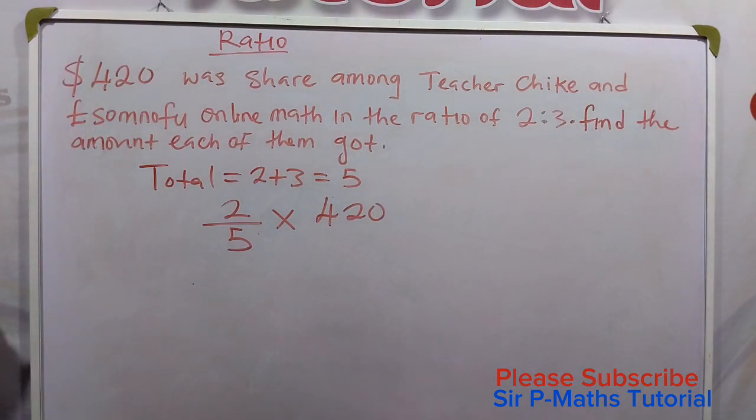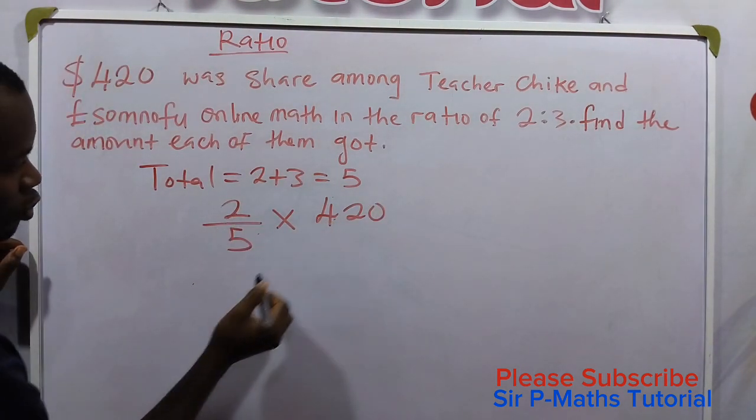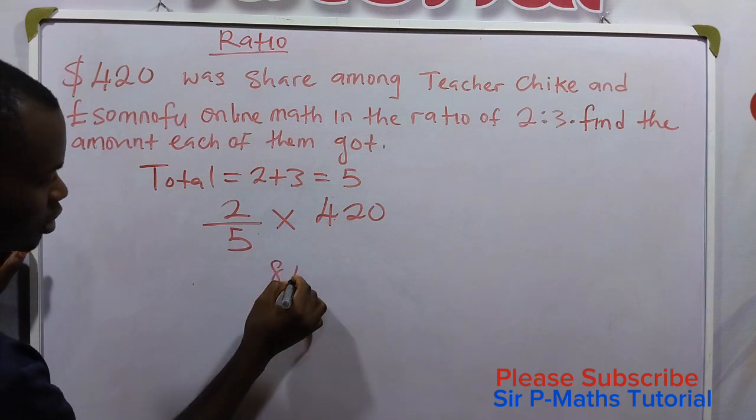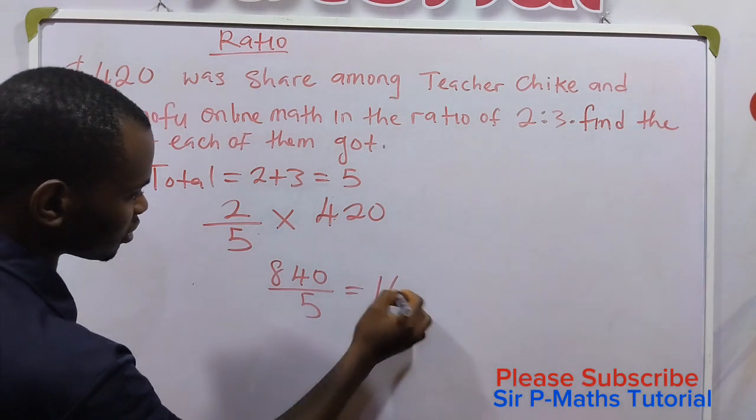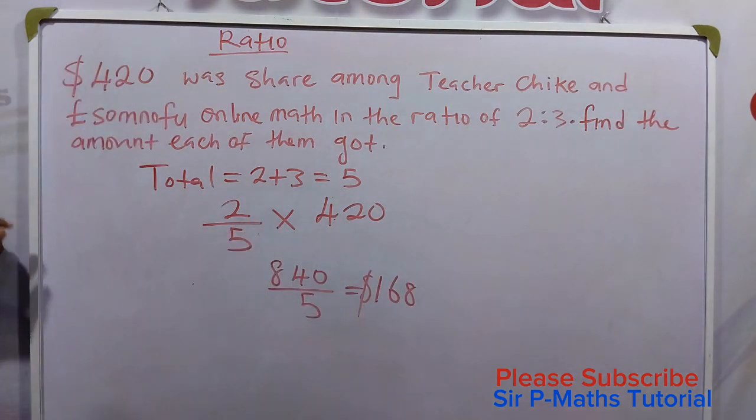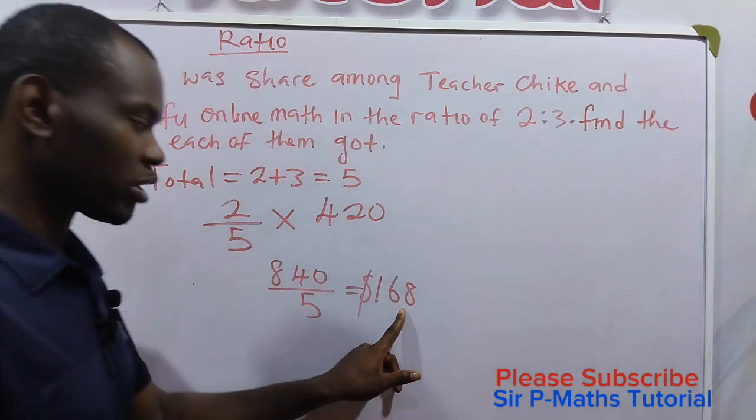$420. So let's simplify. 2 times 420, that will give us 840 divided by 5. That will give us $168. So Teacher Chike got $168.